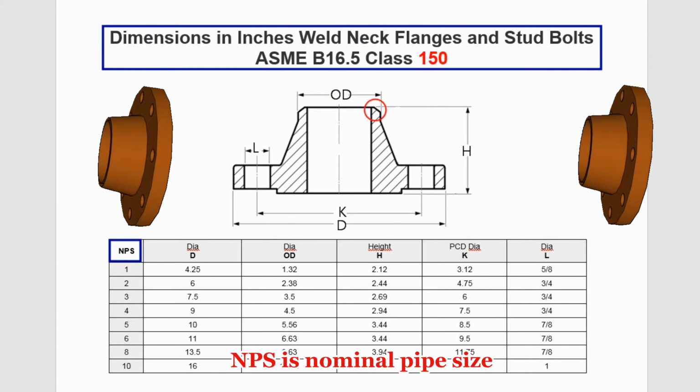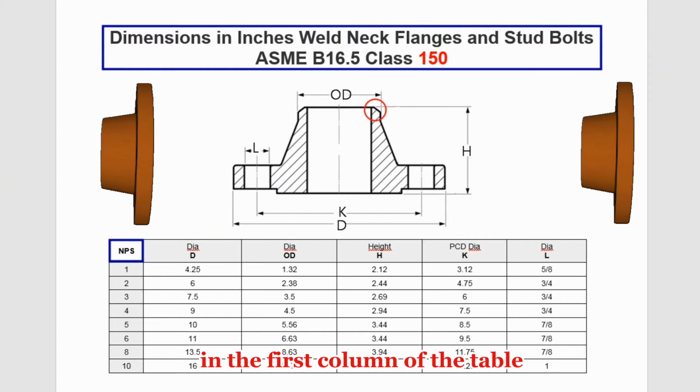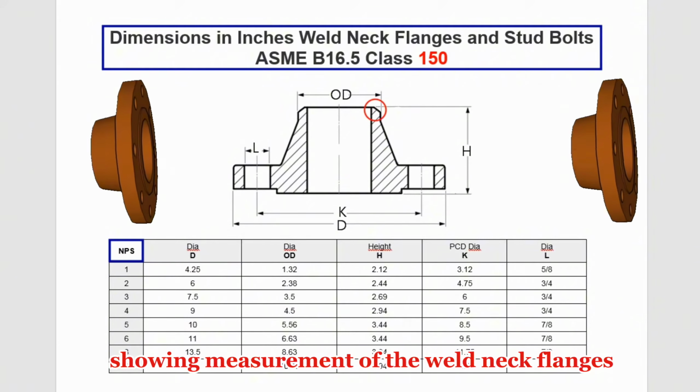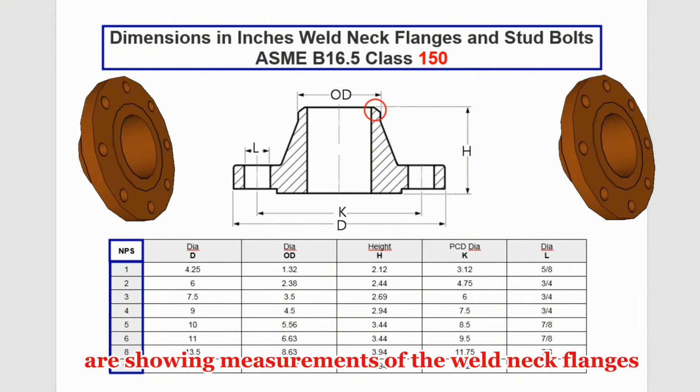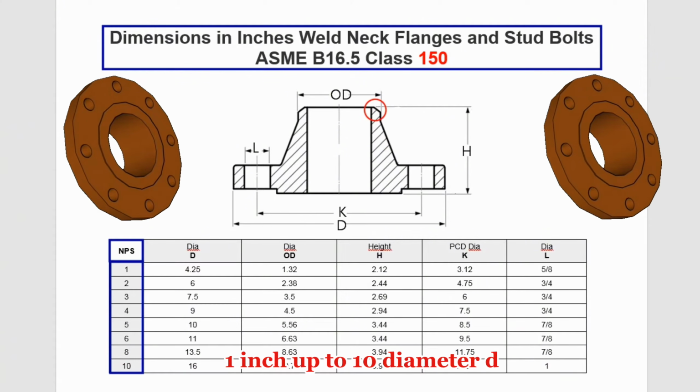NPS is nominal pipe size, in the first column of the table, showing the measurements of the weld neck flanges. This column shows the measurements of the weld neck flanges from 1 inch up to 10.